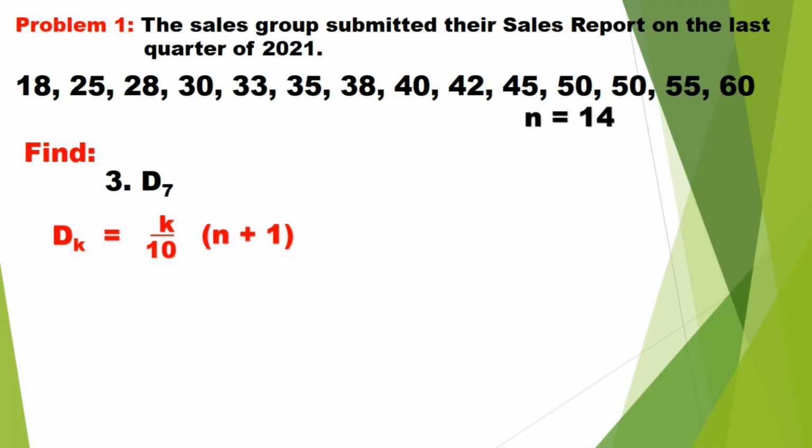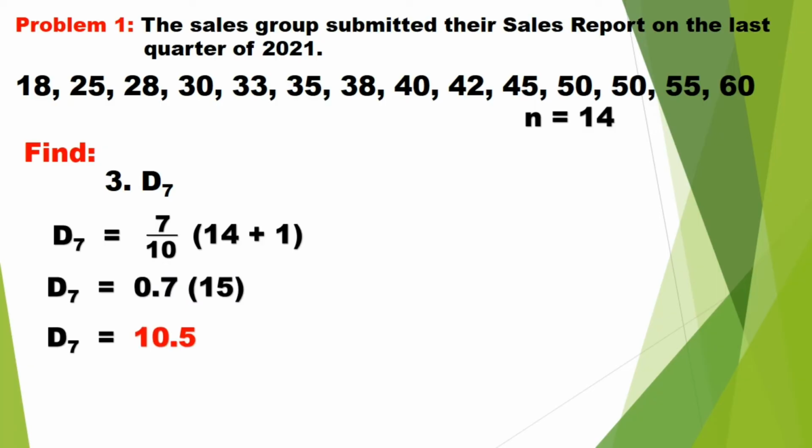Third problem on this video, find D sub 7 or the seventh decile using the same formula. D sub k equals k over 10, quantity n plus 1. Since k in this problem is 7 and n is equal to 14, our general formula is D sub 7 equals 7 over 10, quantity 14 plus 1. Again, first simplify 7 over 10 by division. Its quotient is 0.7. 14 plus 1 equals 15. Multiply 0.7 times 15 equals 10.5.